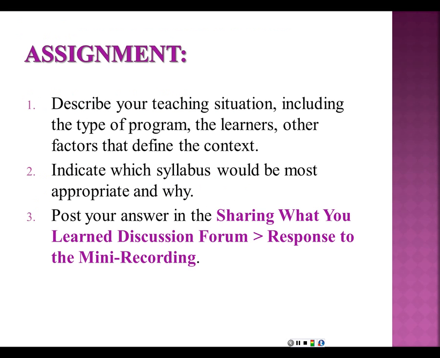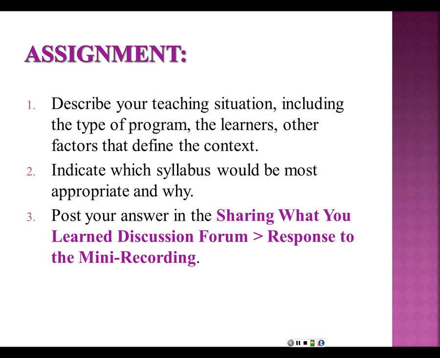And here is your assignment. This is due at the end of week 2. Describe your teaching situation, including the type of program, the learners, and other factors that define the context. Indicate which syllabus would be most appropriate and why. Post your answer in the Sharing What You Learned discussion forum response to the mini recording.